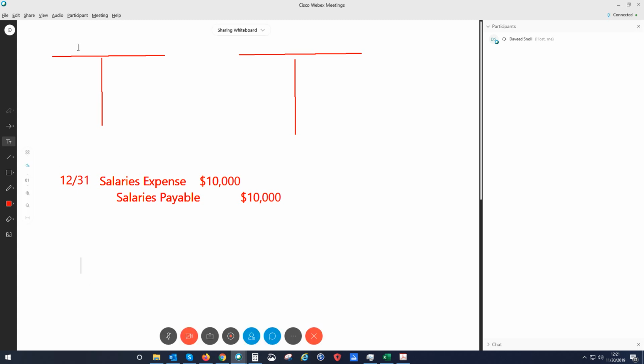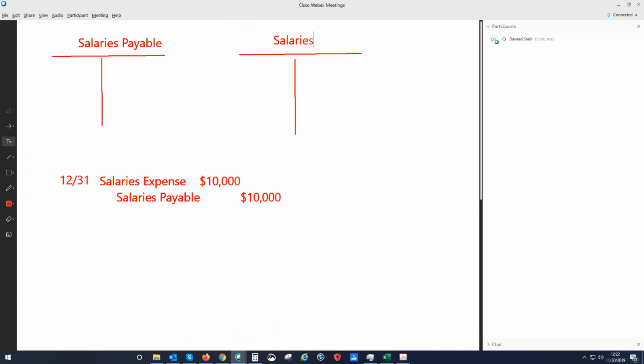So we would go up to these T accounts here, and a T account is one way of looking at a ledger. Okay, so let's say this is our salaries payable ledger account in a T form. The T form is because the left-hand side are your debits, the right-hand side are your credits. This is our salaries expense T account. And so what we would be doing at this point is we'd be posting this entry, right? We'd post the $10,000 over here to the expense because that's the debit side, and we'd post the $10,000 over here to the payable, that's the credit side.